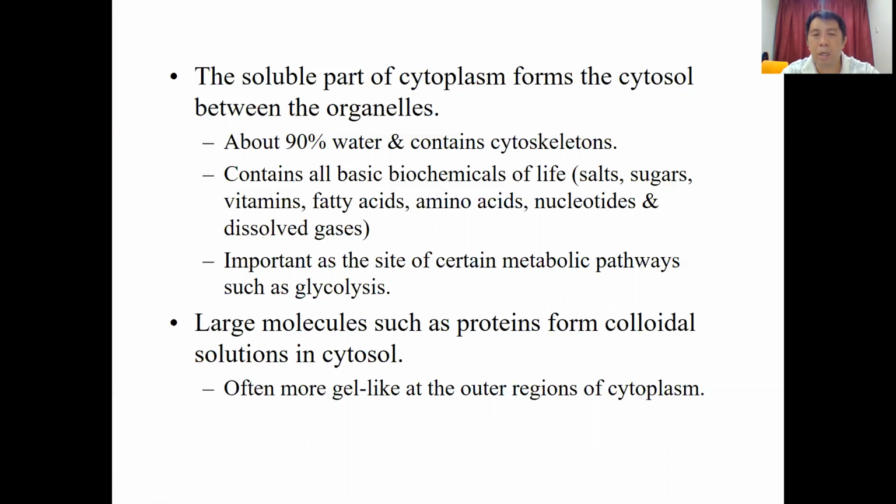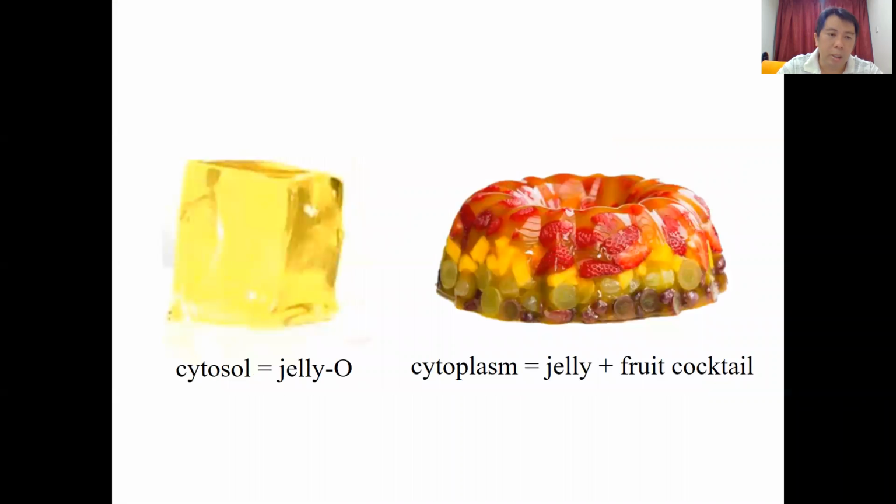So maybe the concept of cytoplasm is not so clear for you. Today we will go through what is cytoplasm and what is cytosol, and how to differentiate between these two terms. Cytosol is something like Jell-O, just the jelly. And then cytoplasm is the Jell-O plus the fruit cocktail. The fruit cocktail in the jelly can be represented as organelles, proteins, and other substances or materials found in the cell.